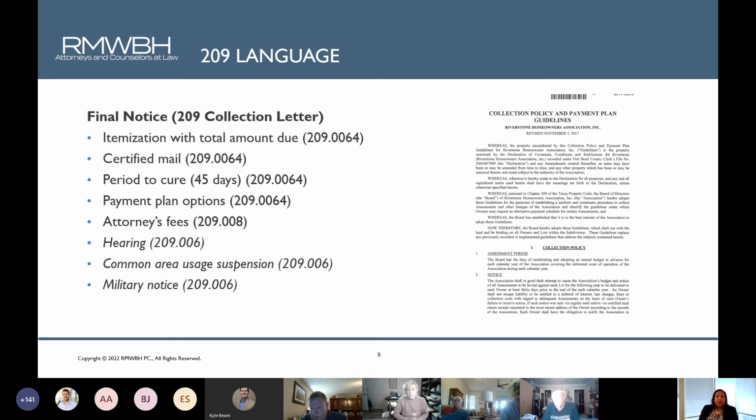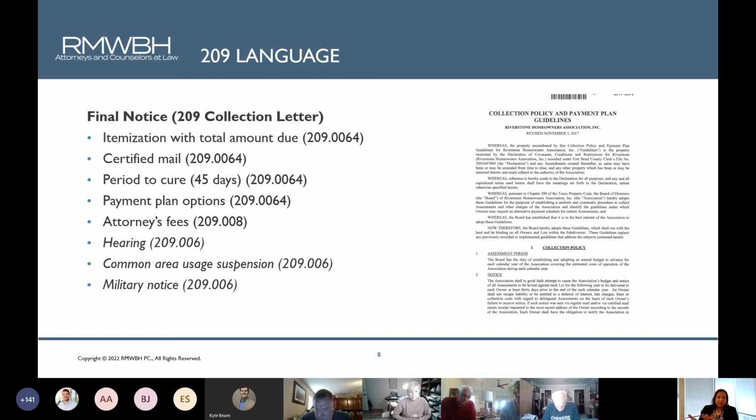The 209 letter should be sent by certified mail. It needs to be sent by some verified mail process, and we always recommend sending it by certified mail with return receipt requested. Oftentimes, a homeowner will not pick up their certified mail, and that's okay. What's really important is that we sent it by certified mail and that we can prove that it was sent by certified mail. We also encourage that the association send this letter by regular mail.